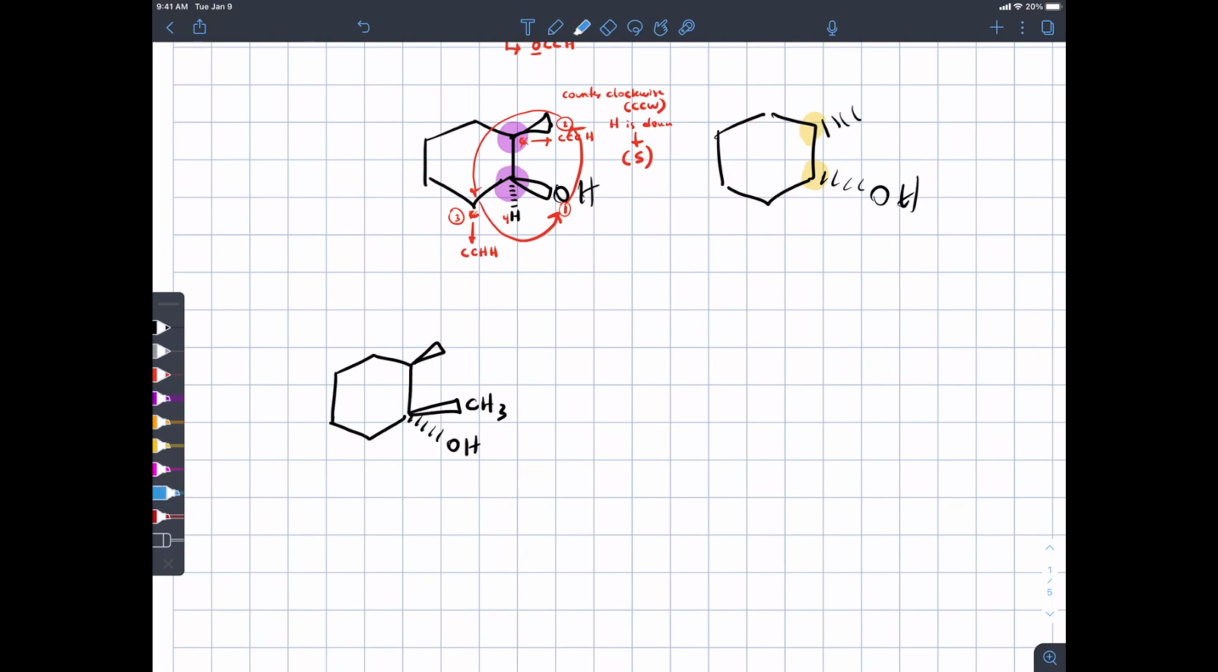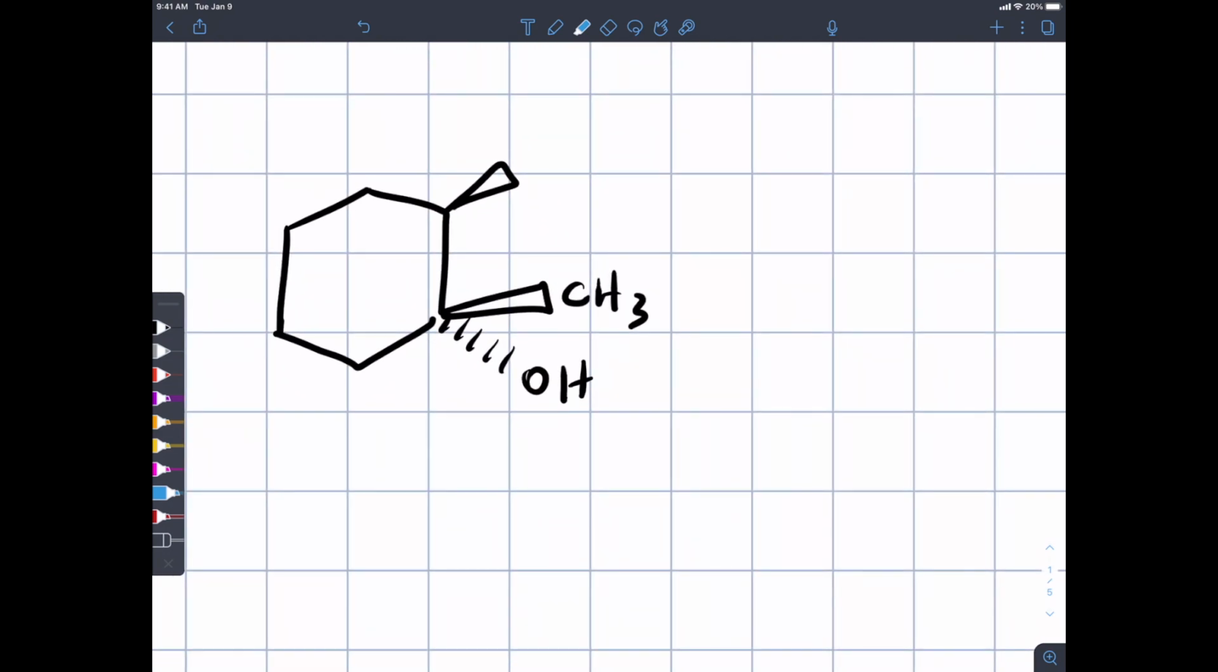So let's assign this stereo center. I'm not sure what configuration it is, so we'll start there. Let's see. It becomes a little bit trickier to identify the lowest priority group because 3 of the 4 things attached to this carbon are all carbon. So I start by just oxygen versus carbon. Oxygen is the highest priority group.